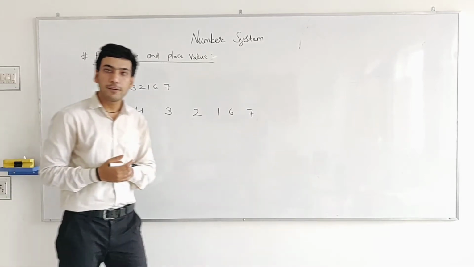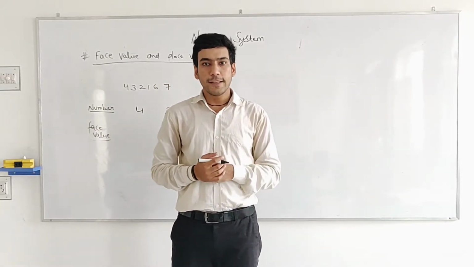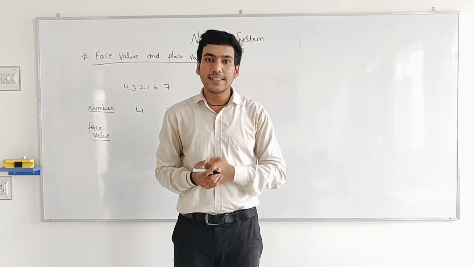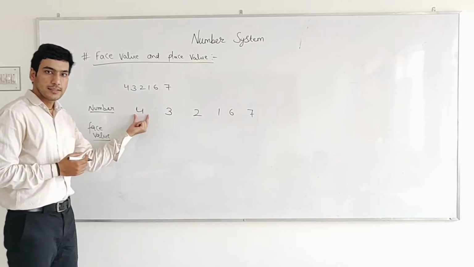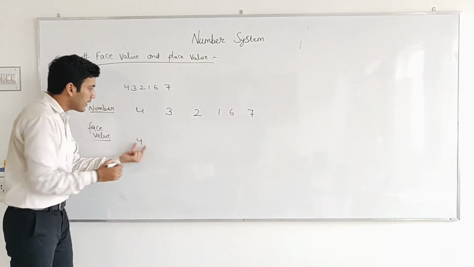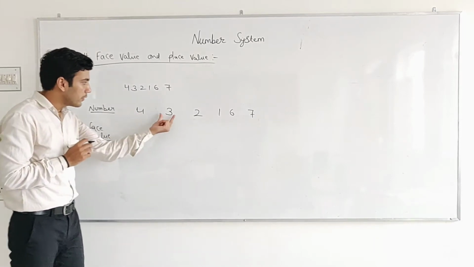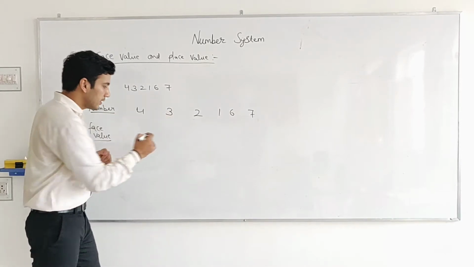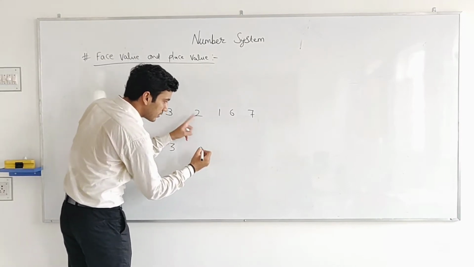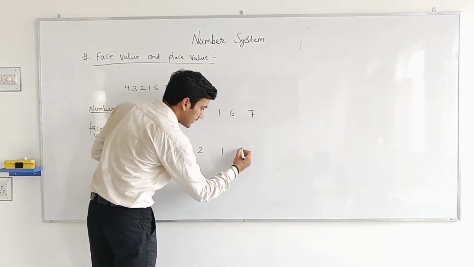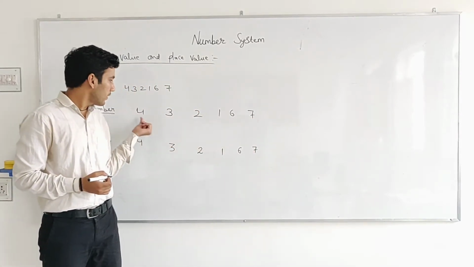Before this, we need to know what the face value of a digit is. So students, the face value of a digit is that digit itself. If you want to find the face value of a digit, it is that digit itself. Now if you want to find the face value of this number, the face value of 3 is 3, the digit itself. The face value of 2 is 2, of 1 is 1, of 6 is 6, and of 7 is 7. So these are the face values of these digits.